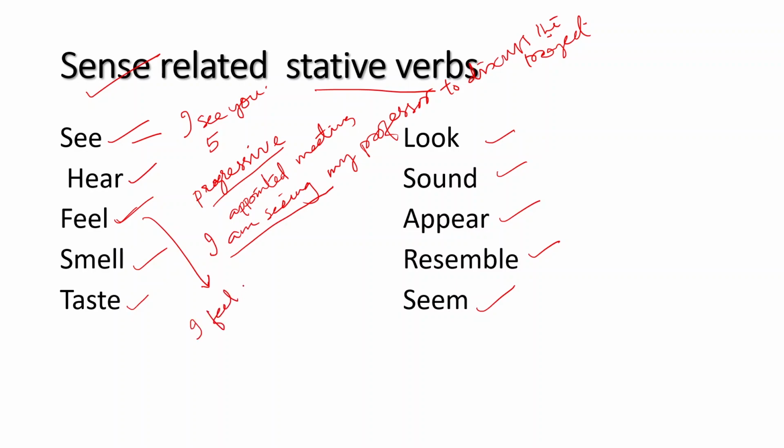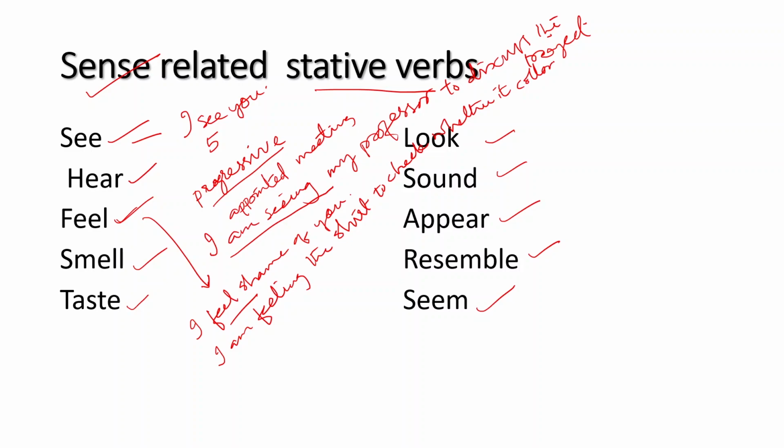I feel shame of you. Here, the feel is used in the sense of mental emotion that you have. So in that sense, we don't use the continuous form. At the same time, you can write that I am feeling the shirt to check whether it is cotton or polyester. Like that you can use. Here it is used in the active sense. You are doing the action of feeling.